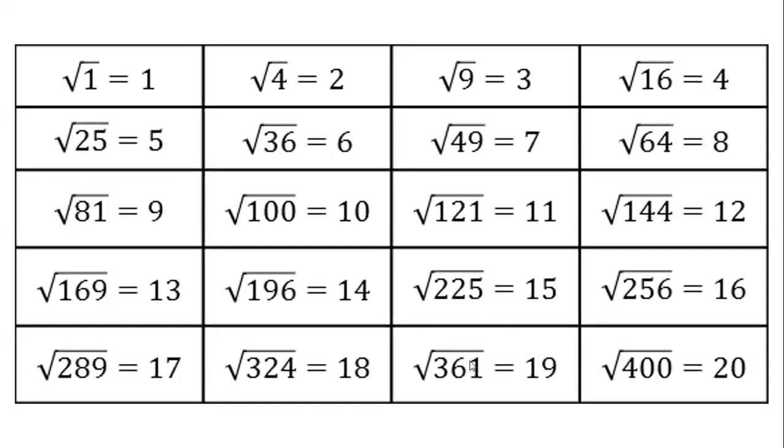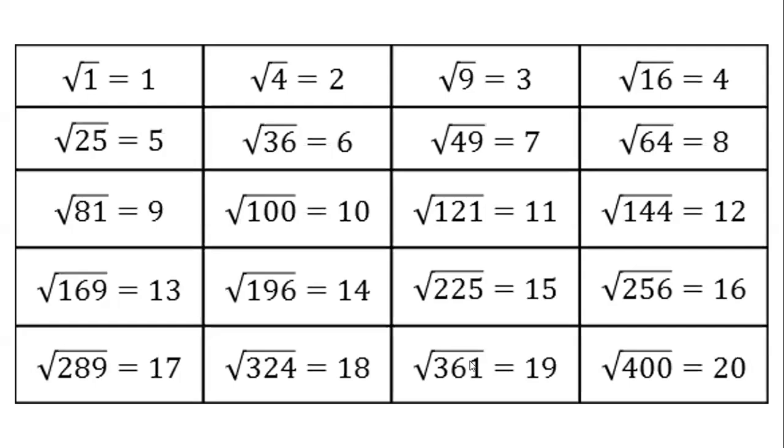What's the square root of 81? 9. Why is it 9? 9 times 9 is 81. Very good. What's the square root of 25? 5. Why? 5 times 5 is 25. Very good, because 5 times 5 is 25.